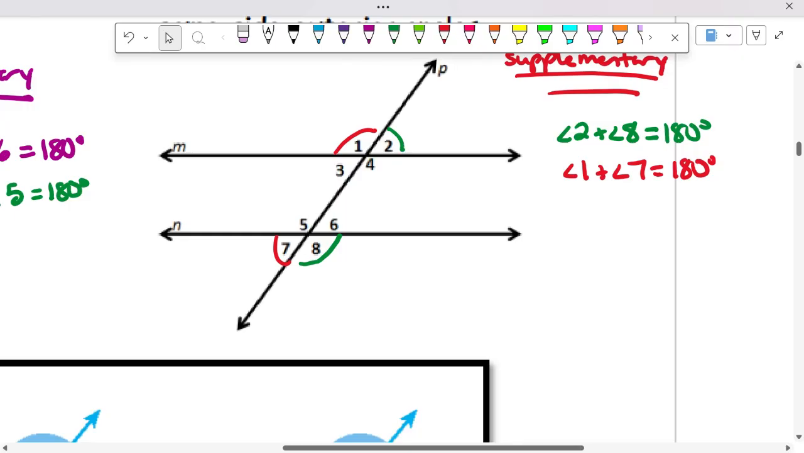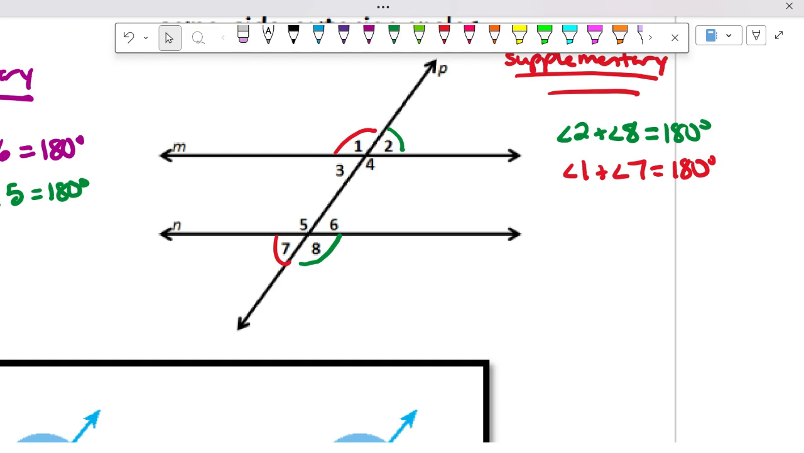Any questions on these theorems? So you need to be able to recognize these and know the relationship between them. Remember, there's only two options. They're either going to be congruent or they're going to be supplementary. So you've got like a 50-50 shot of getting it right. But also just use logic.